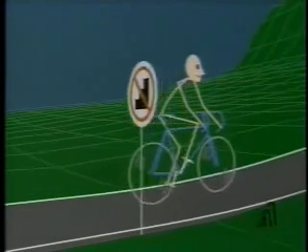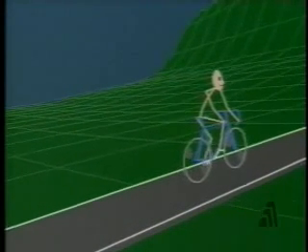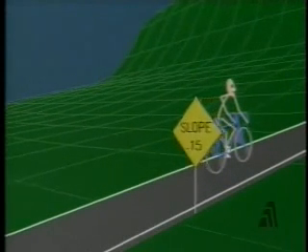Consider the factor of steepness. On the incline, the steepness is the ratio of the change in elevation to the change in horizontal distance. This ratio, a number, is called the slope.